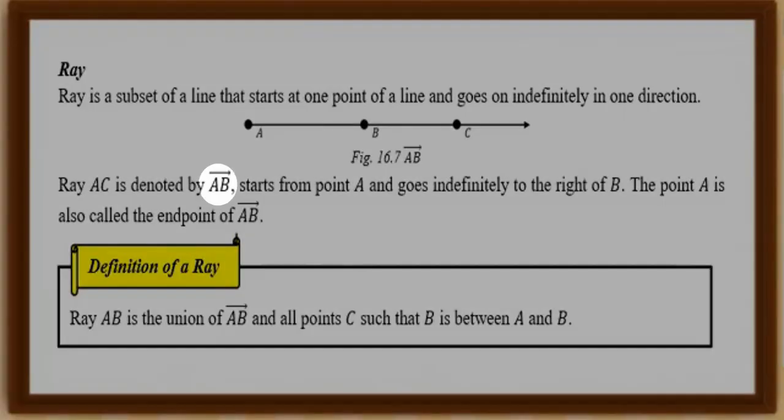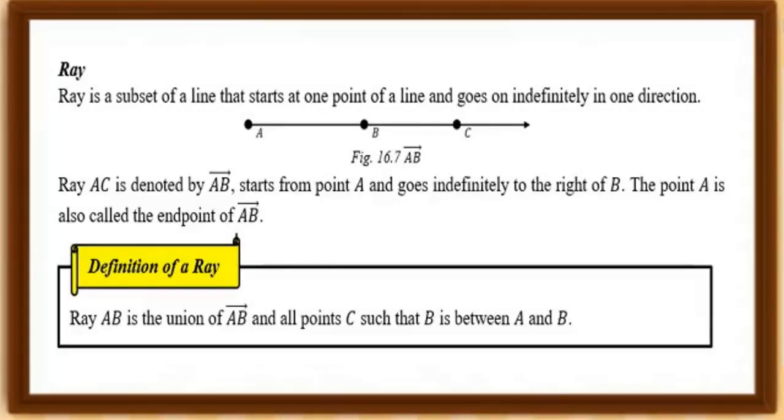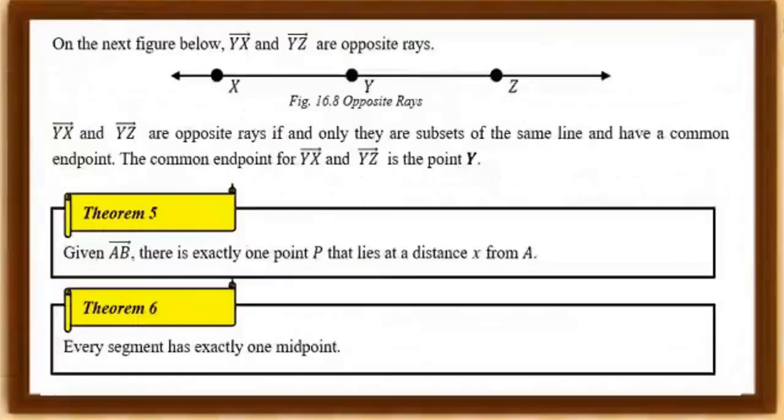We have the ray AB with an overhead arrow. It starts from point A and goes indefinitely to the right of B. The point A is also called the endpoint of ray AB. Definition of a ray. Ray AB is the union of ray AB and all points C such that P is between A and B. On the next figure below, we have ray YX and ray YZ as opposite rays.